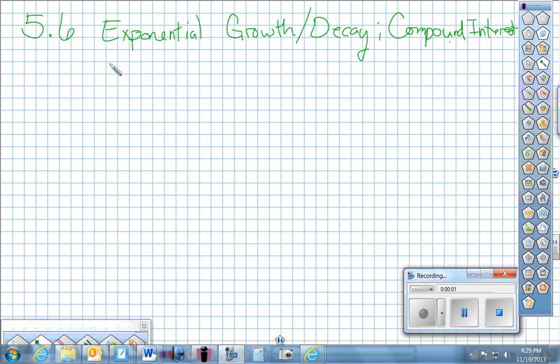Sections 5 and 6 are basically a bunch of word problems, and I just renamed it. The book says applications and models, which is really just exponential growth and decay, and then also compound interest.